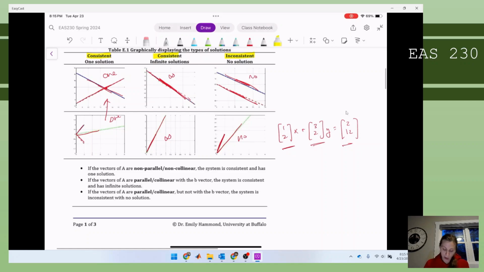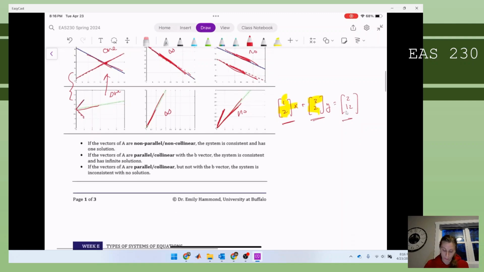Okay, so if the vectors of A, if these x and y vectors are non-parallel, non-collinear, the system is consistent and has one solution. So I have this scenario here. If the vectors of A are parallel and collinear, they're also parallel and collinear with my B vector. So notice here I have all three of them on the same line. Then my system is consistent with an infinite number of solutions. And if my vectors are parallel but not parallel with B, or my lines are parallel and don't intersect, then I have an inconsistent system with no solution.